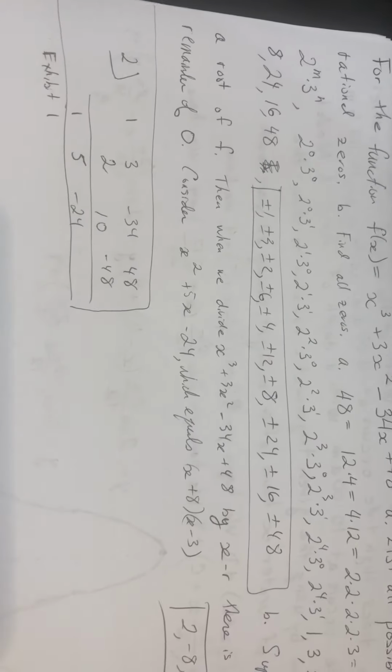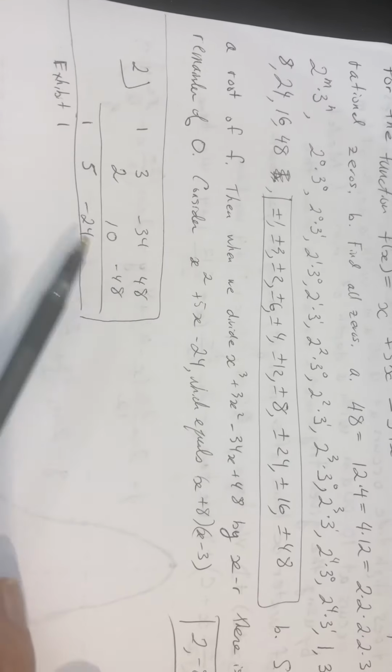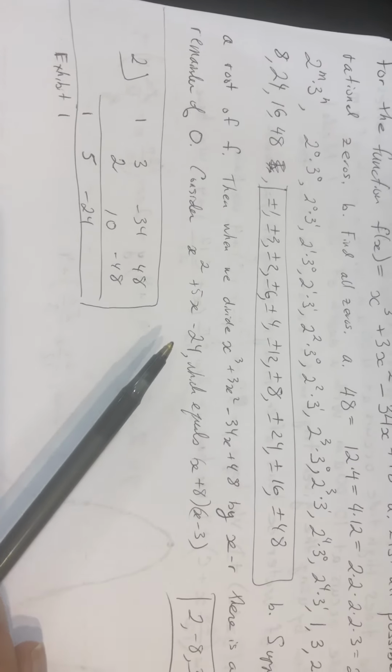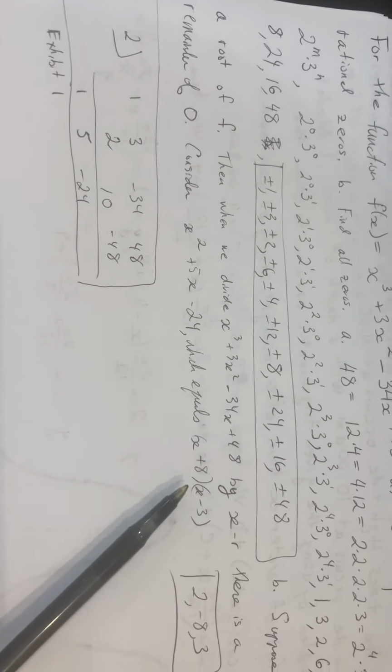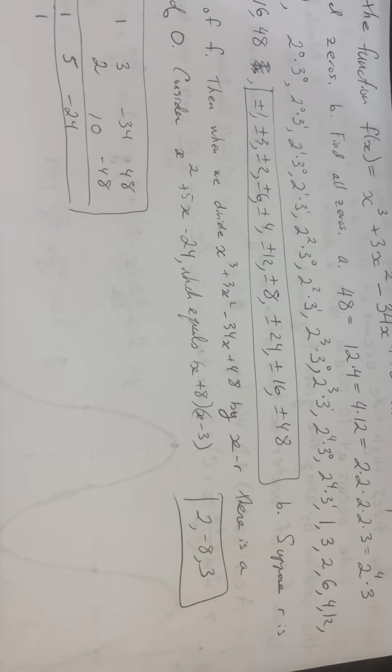Now let's look at the quotient. Quotient's this guy, right? From that. Clearly that's this. So clearly the roots are 2, negative 8, and 3.